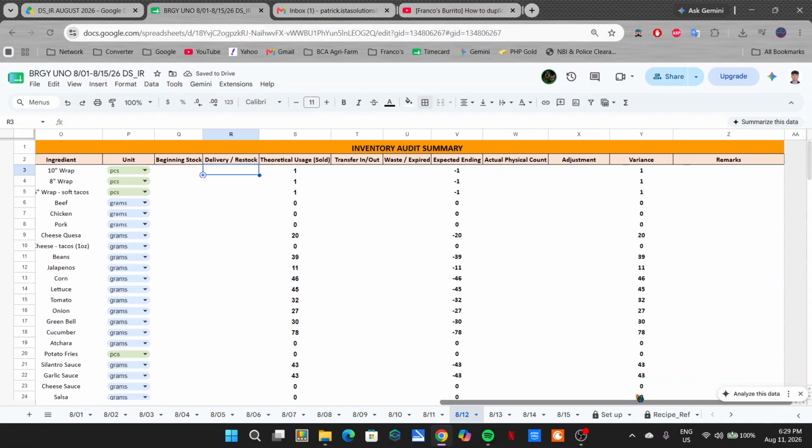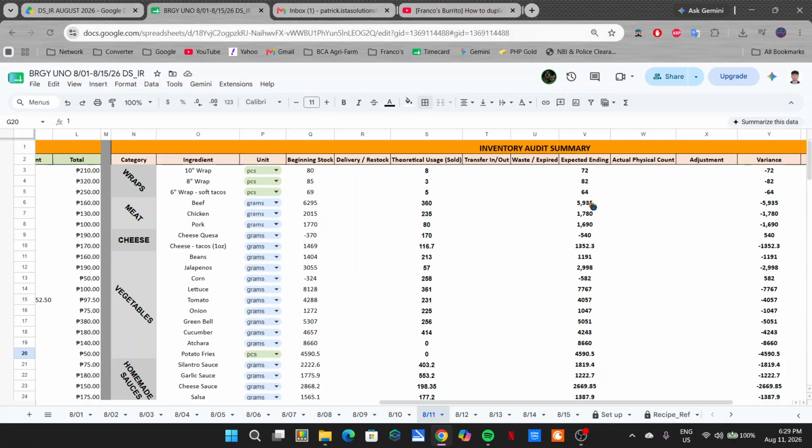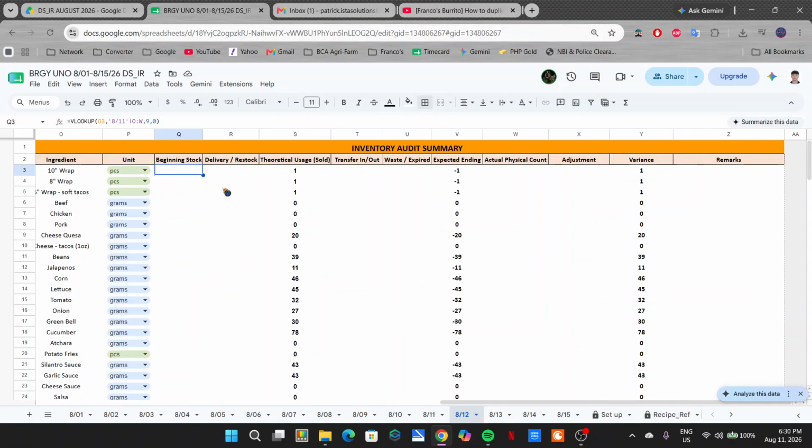And now, of course, the beginning stock. This is not the beginning stock per se, it reads the actual physical count from the previous day. So that is why it's always important that you input the correct actual physical count and that you never leave the actual physical count blank, because if you leave this blank, it won't be able to read for the next day.